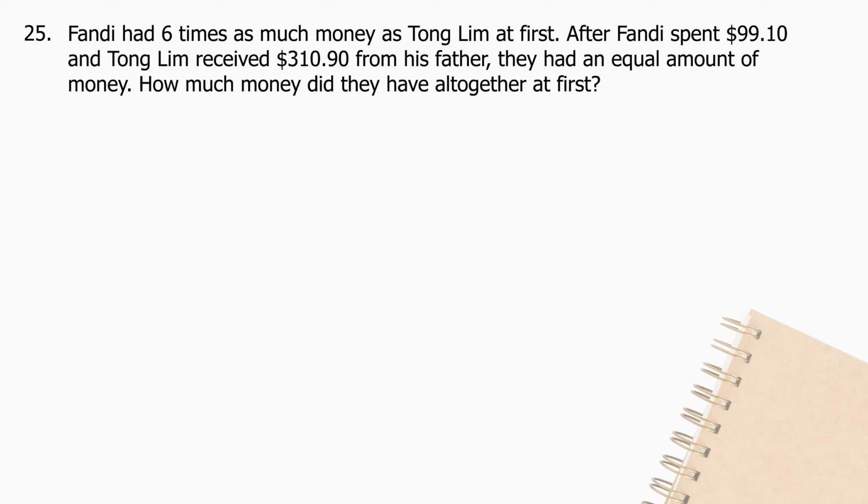Question 25. Fandi had 6 times as much money as Tong Lim at first. After Fandi spent $99.10, and Tong Lim received $310.90 from his father, they had an equal amount of money. How much money did they have altogether at first?